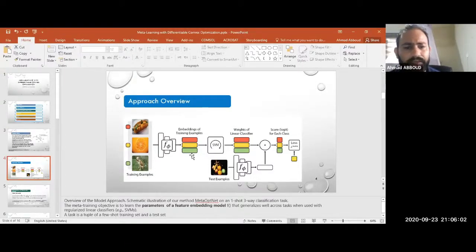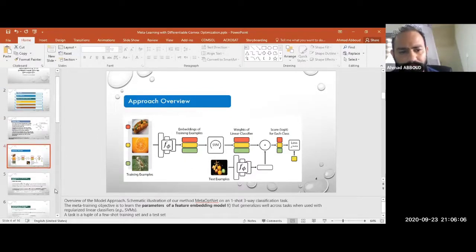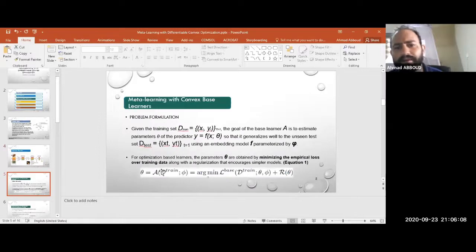So let's go to how they solve it with convex optimization. Meta-learning with a convex-based learner. So the base learner here is a convex problem. How this problem can be formulated is as follows. This is a general formulation. Let's say that we have two sets, one training set and one test set. Let's say X for the data, Y for the labels.